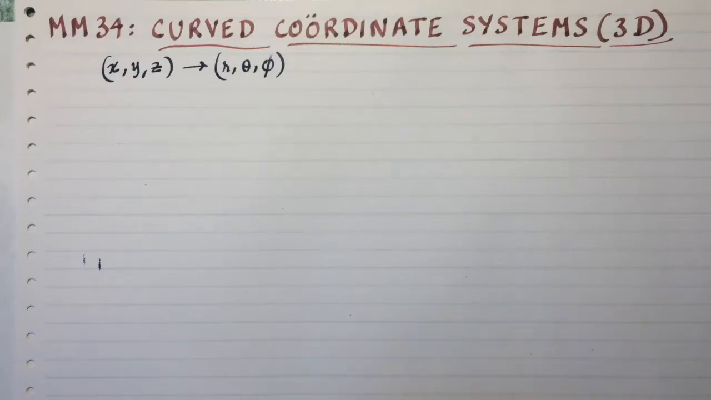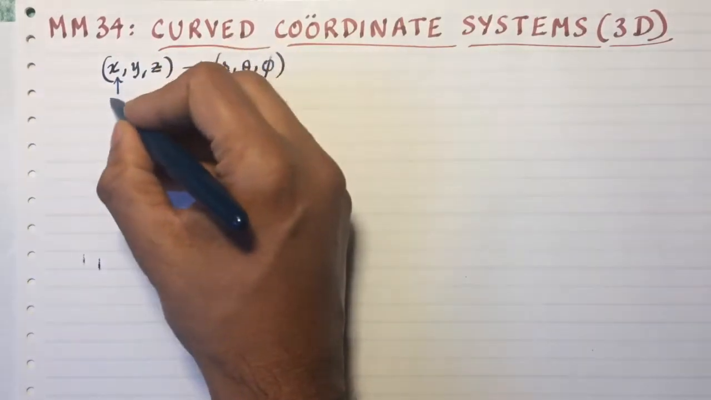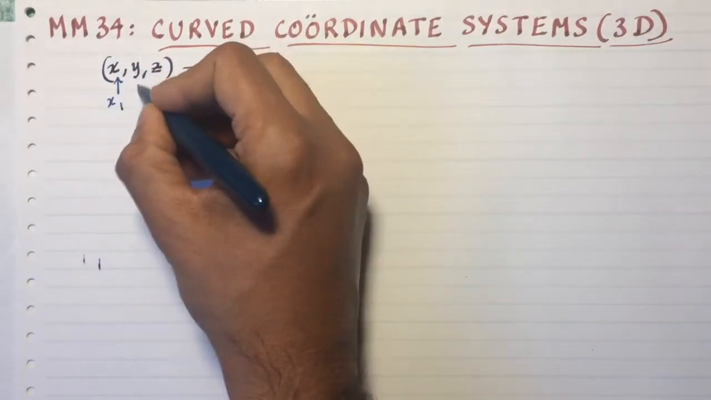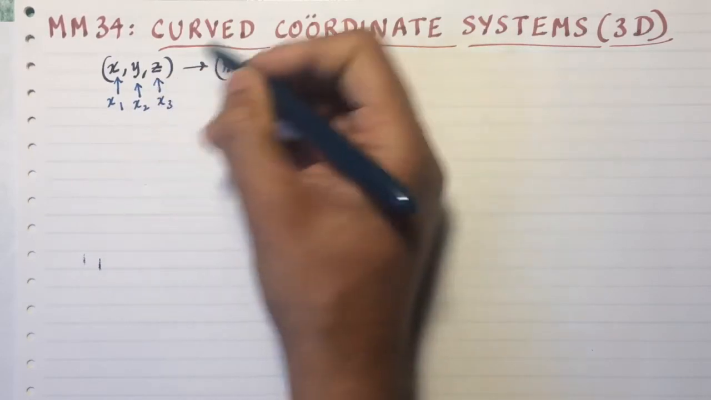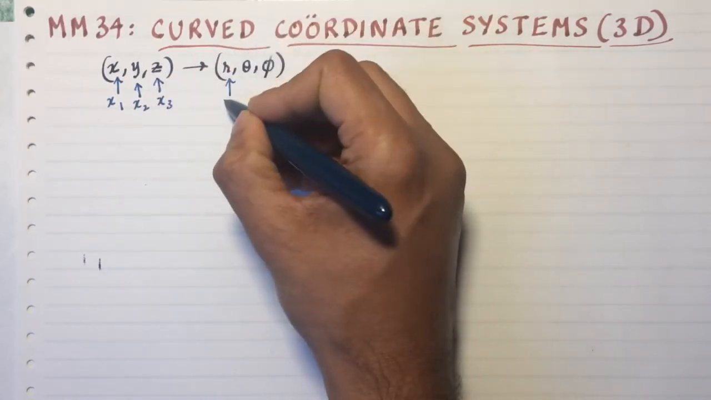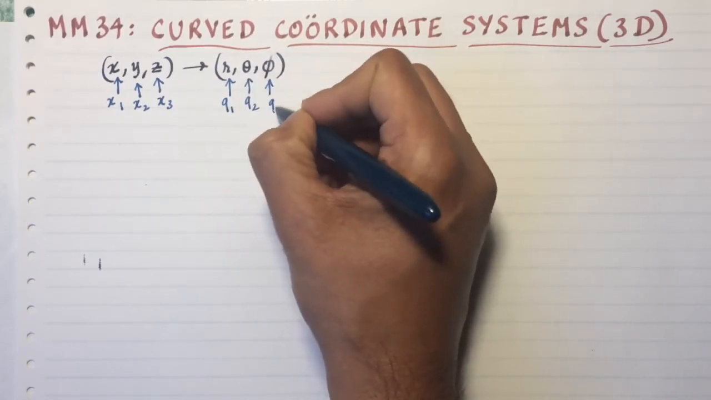Let's consider three-dimensional curved coordinate systems. As an example, you have something like the Cartesian coordinates x, y, z going to r, theta, phi. Now, to develop the general theory, it's better not to commit yourself to particular coordinate systems. So I'll call the original coordinate system x1, x2, x3, and later on we'll put x, y, z. And the new coordinate system will be called q1, q2, q3.